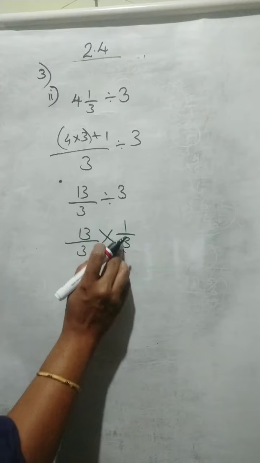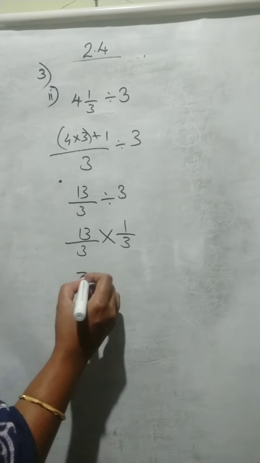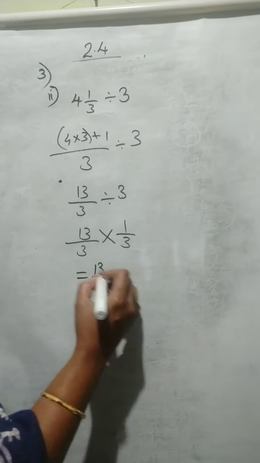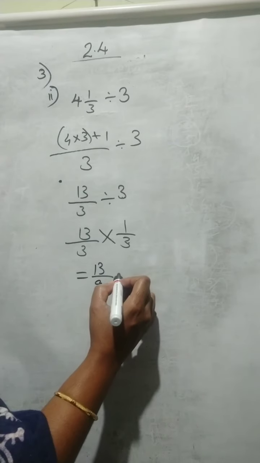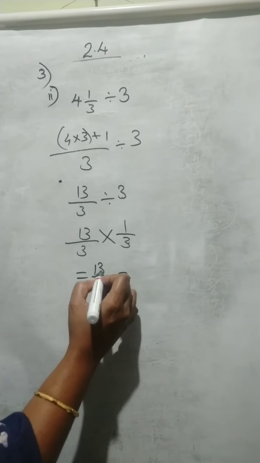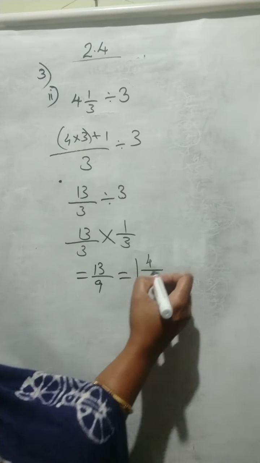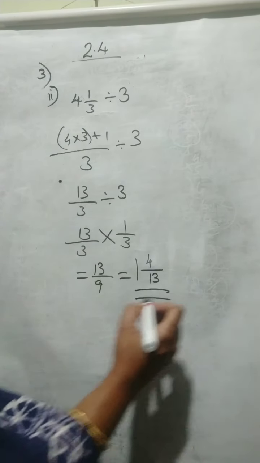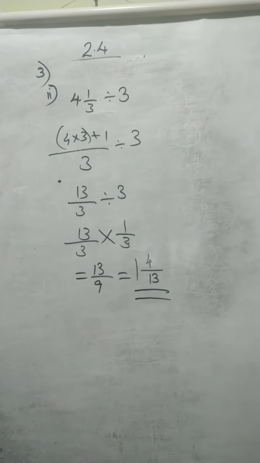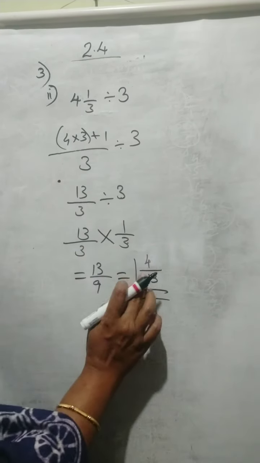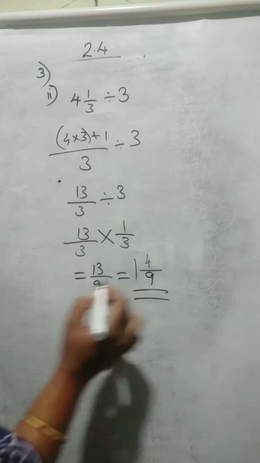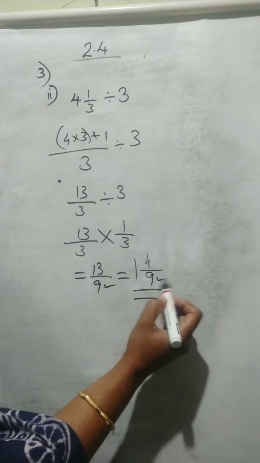Reciprocal of 3, 1 on 3. Clear? Then 13 times 1, 13. Then 3 times 3, 9. So improper fraction. How many 9s are there in 13? 1. 1 9 is 9. 4 is the remainder. Then 1, 4 on 9 is the answer. Sorry, not 13, 9. Okay. Here 9 is the denominator. Here also 9.